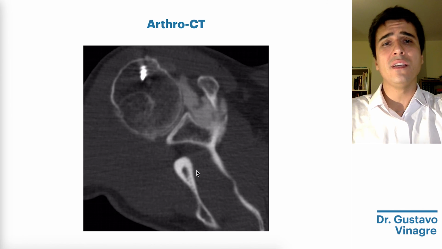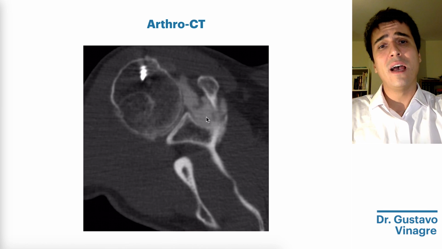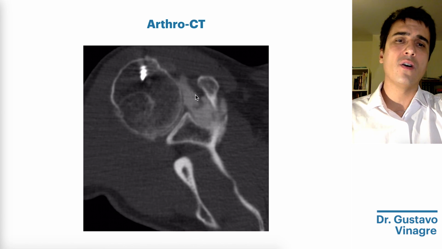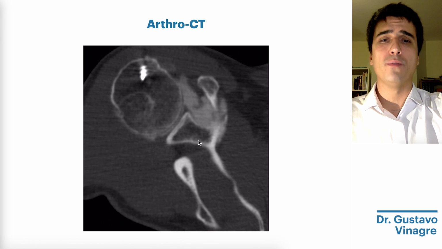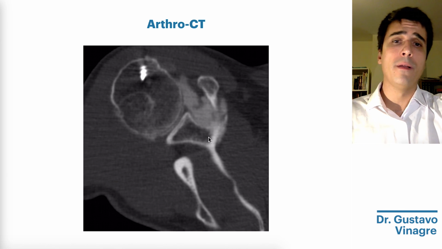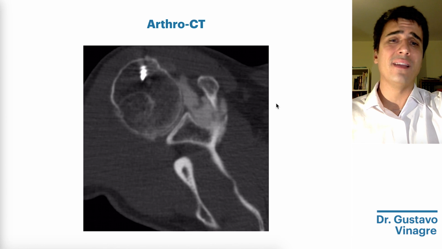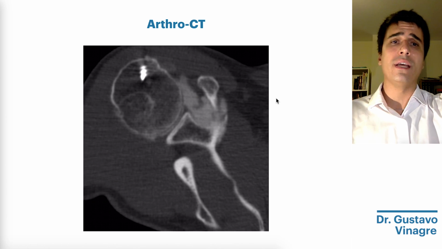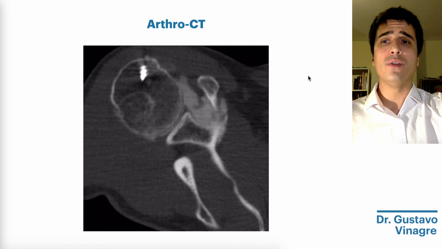And as you can see here we can see a frozen shoulder, because the contrast is only on the anterior part of the joint. It's not on the posterior part, so it's a frozen shoulder. And it's cheaper than the MRI or the MRA, and it can be very useful too.